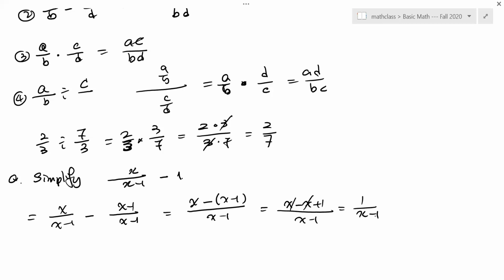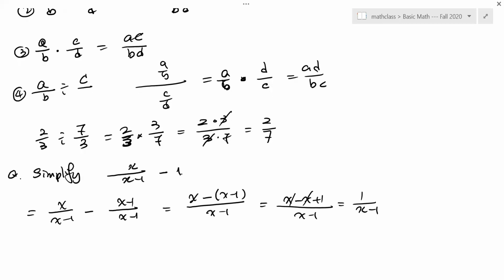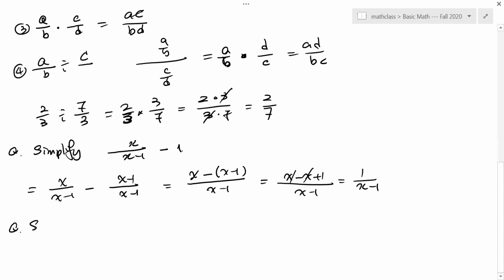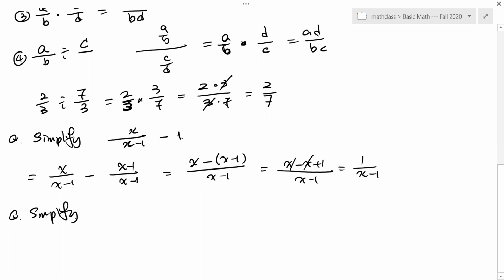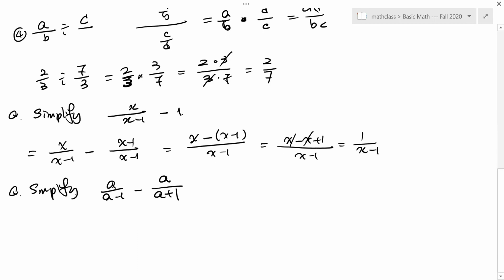I want you to do the next one. I hope you are able to simplify it. Simplify a over a minus 1, minus a over a plus 1. All right, please work on this.